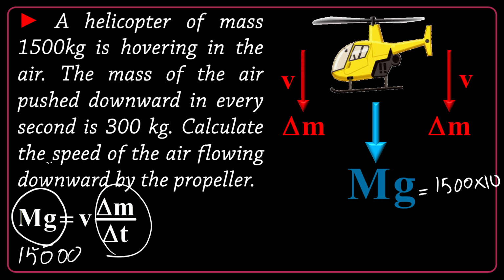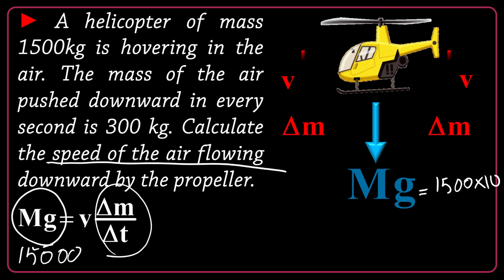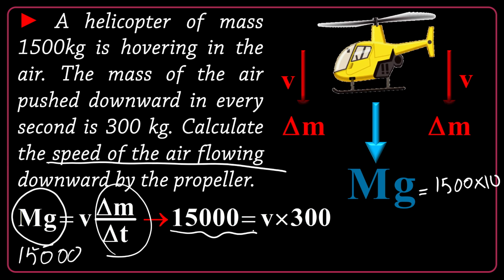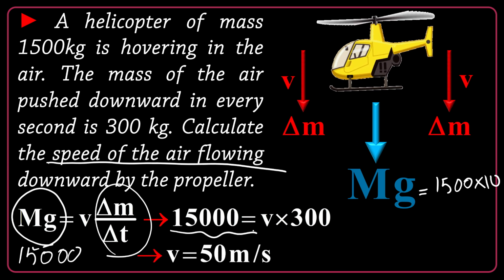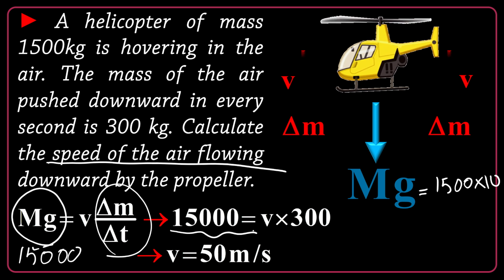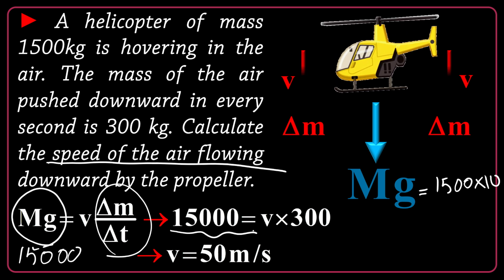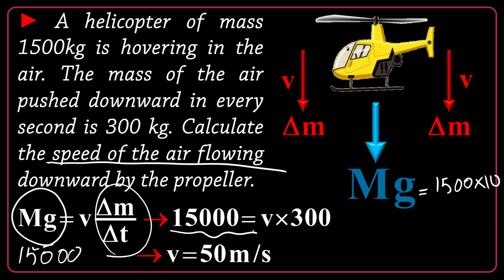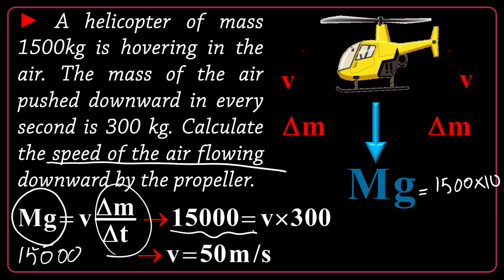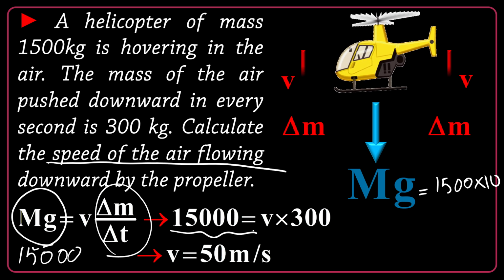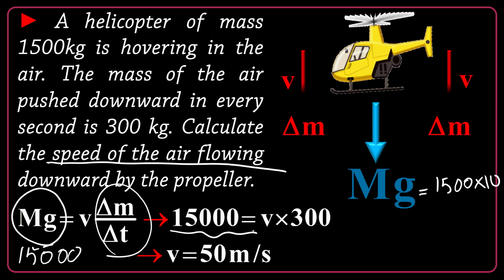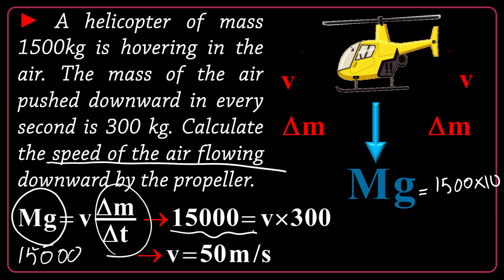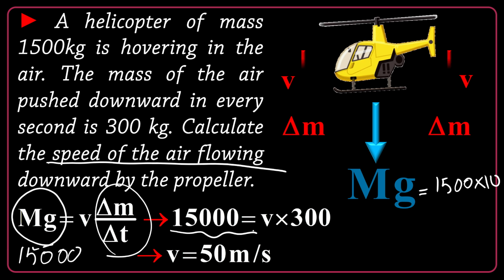And so the speed of the air flowing downward, the v, is going to be 15,000 divided by 300. The answer is 50 meters per second. This is the speed that the air is pushed down. We should keep this speed flow to hold the helicopter at this specific constant height. Otherwise, it will drop or may ascend. If we increase the v, it will ascend. If we decrease the v, it will descend.